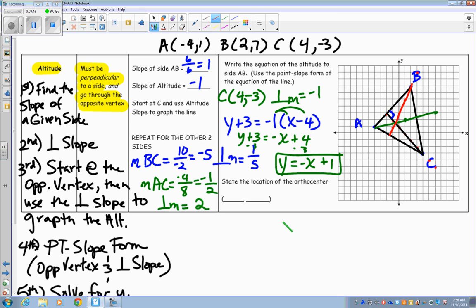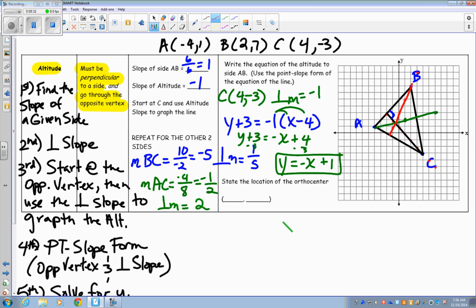Now, if you look at your graph, you're not going to have an exact point. The point is not exactly on the coordinate plane. So this is where we have to do like we did on the perpendicular bisector. We're going to create a system of equations to locate that point.